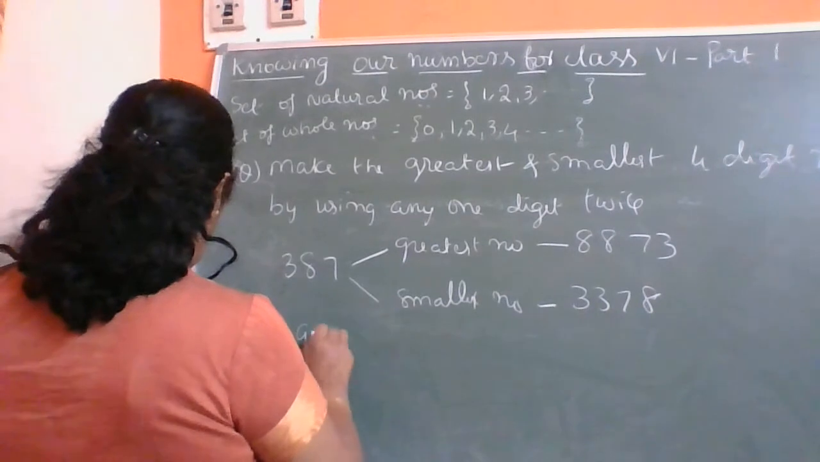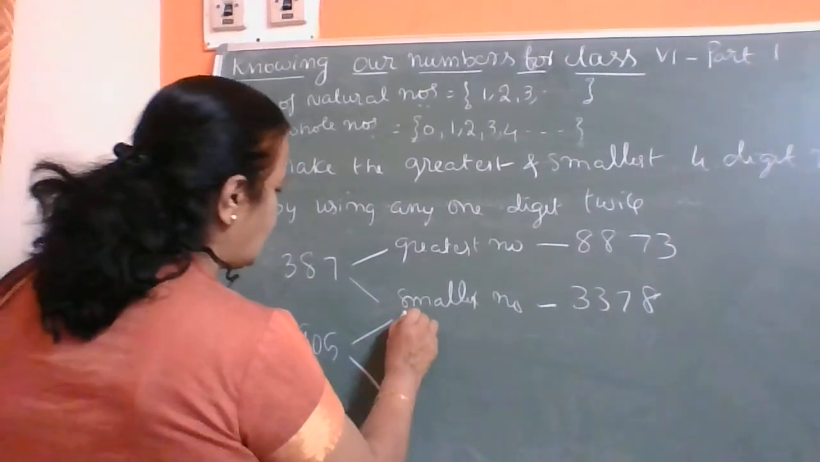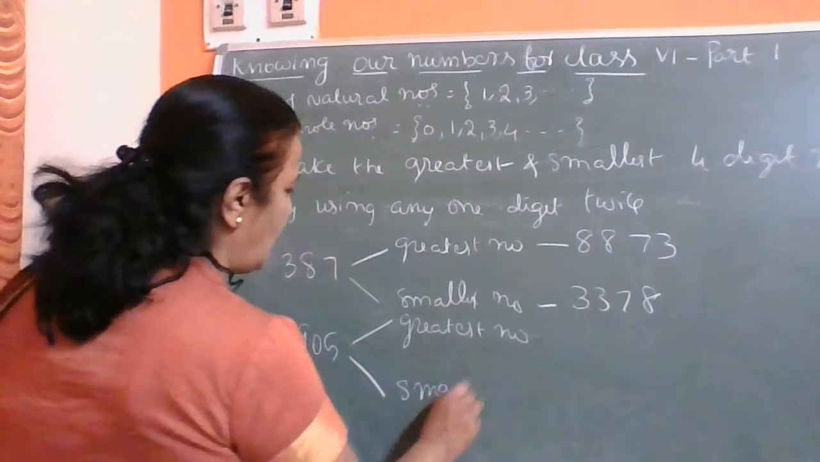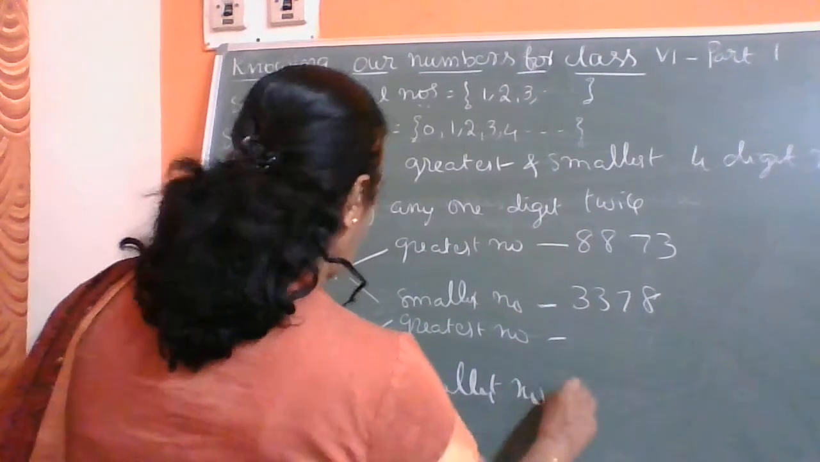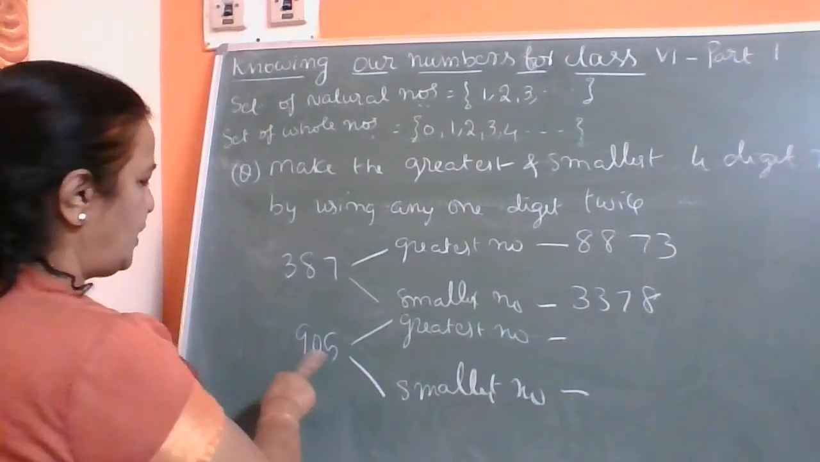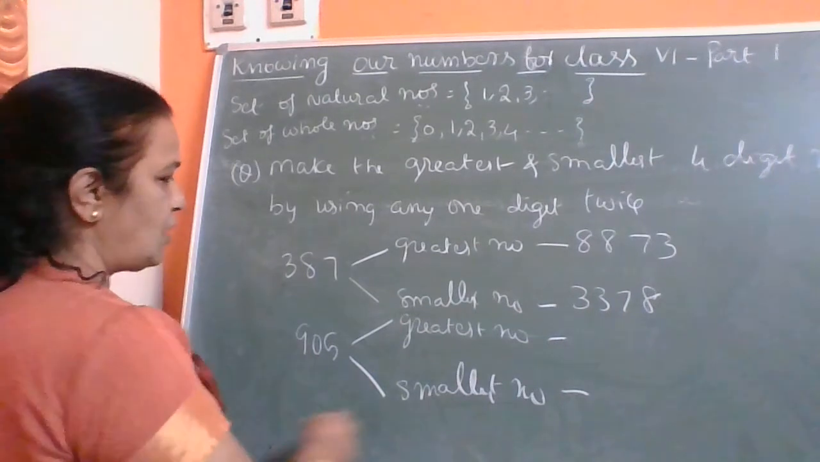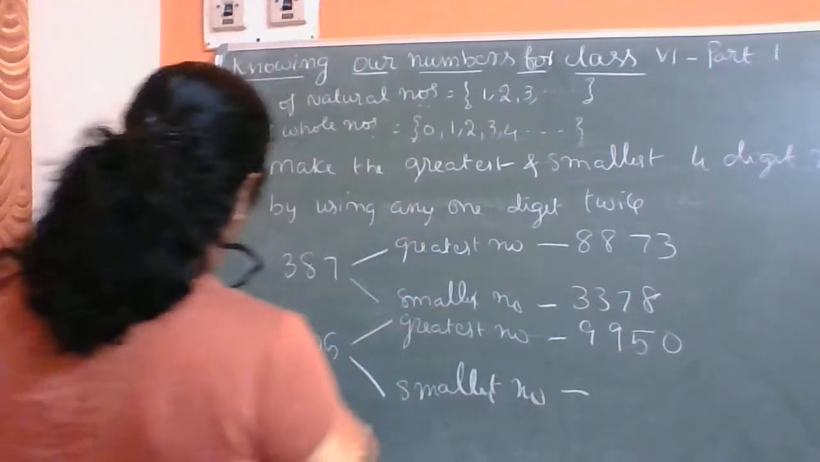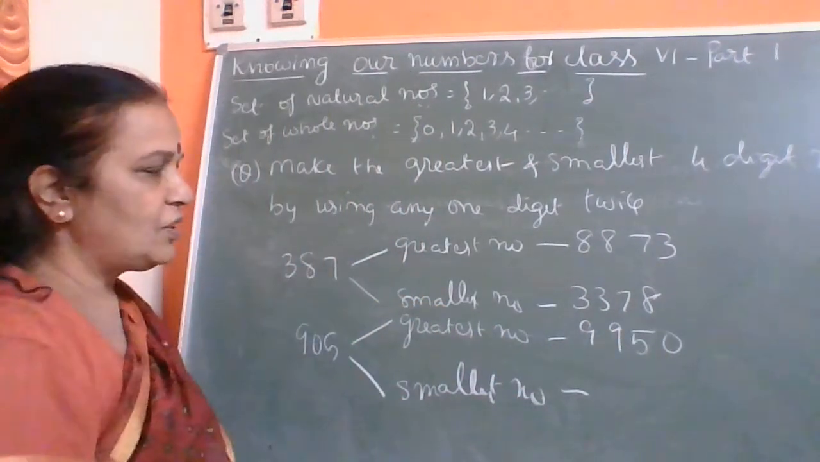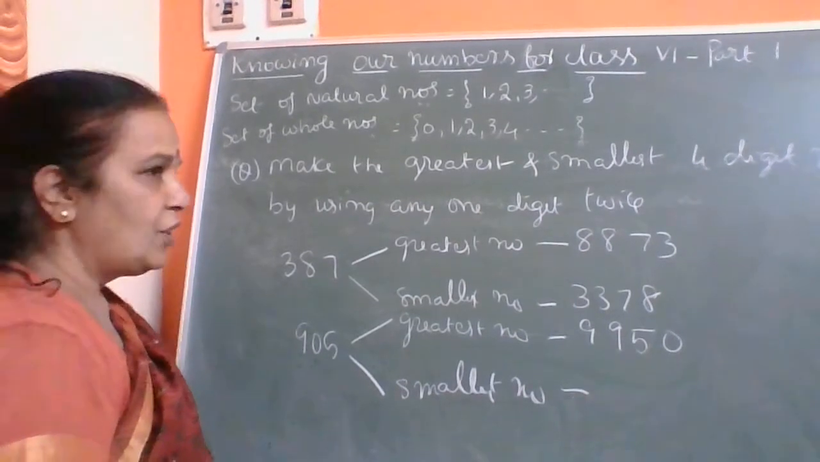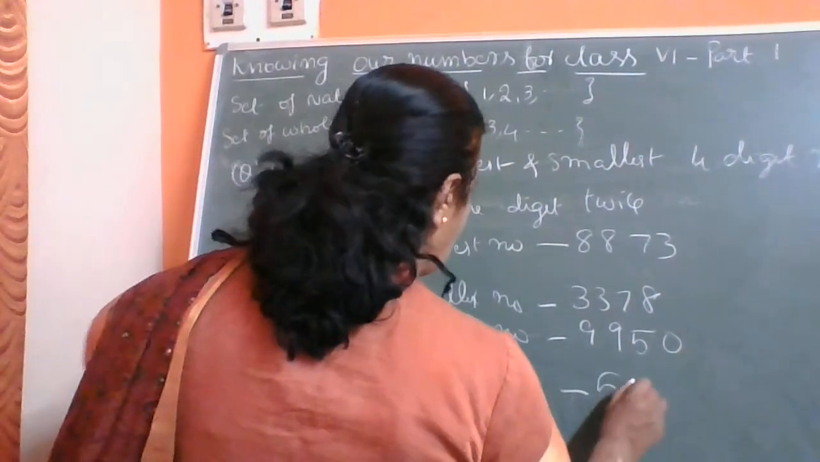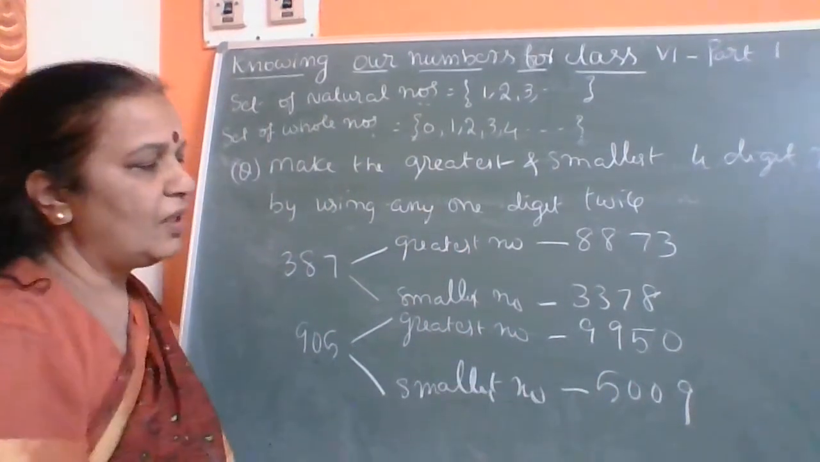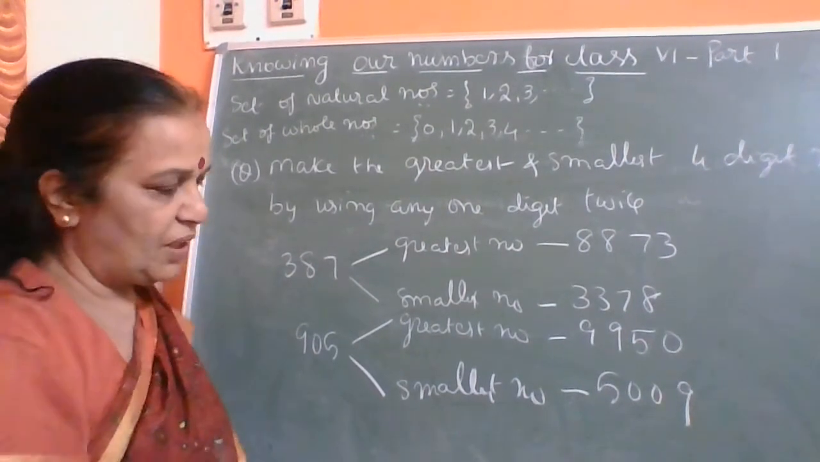Next is 905. From this you have to make the greatest number and the smallest number. Here in the greatest number it is 950, and the greatest digit is 9, therefore it is 9950. And the smallest number cannot start with 0, and therefore it will be 5009. Here the smallest digit is repeating, and here the greatest digit is repeating.